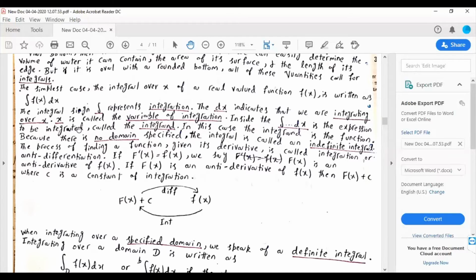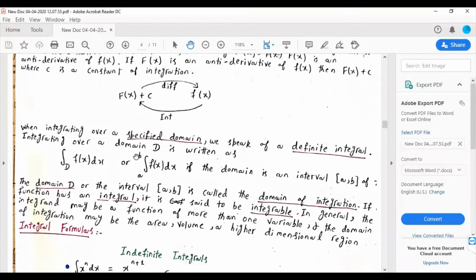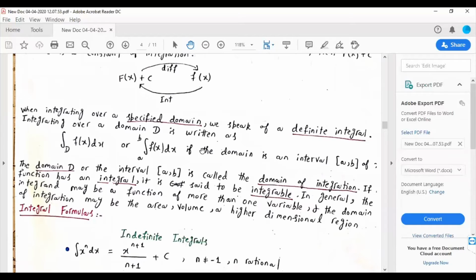Because there is no domain specified, as there are no limits, the integral is called the indefinite integral, and the process of finding a function given its derivative is called integration or anti-differentiation. When integrating over a specified domain, we speak of definite integrals.